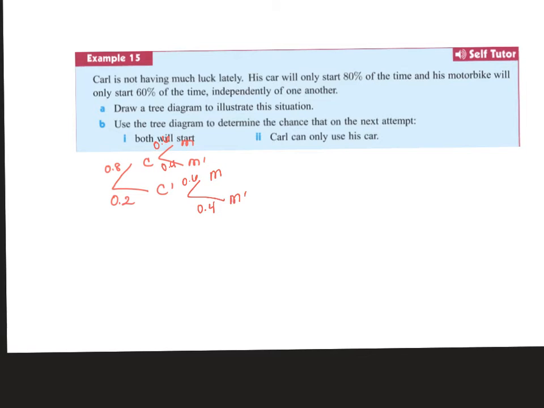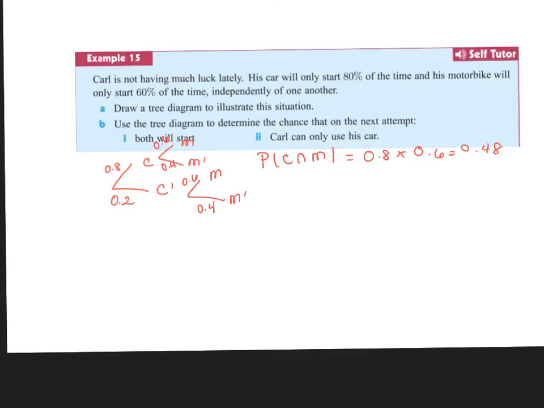Okay, so now we're going to be taking a look at all of the different probabilities here. So what's the probability that the car will start and the motorbike will start? So that's that intersection. And remember, because the two events are independent of each other, you can just take the product of the first branch. So that first branch will be 0.8 times 0.6, and that's going to be equal to 0.48.